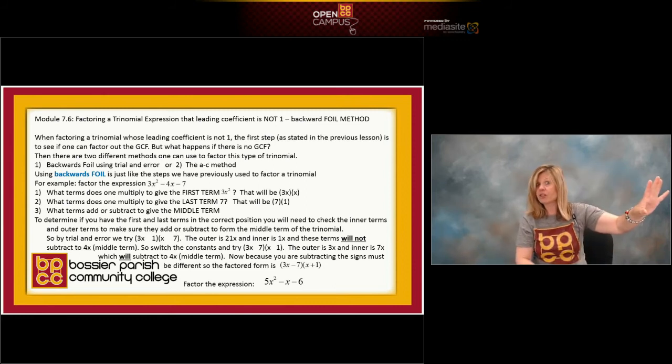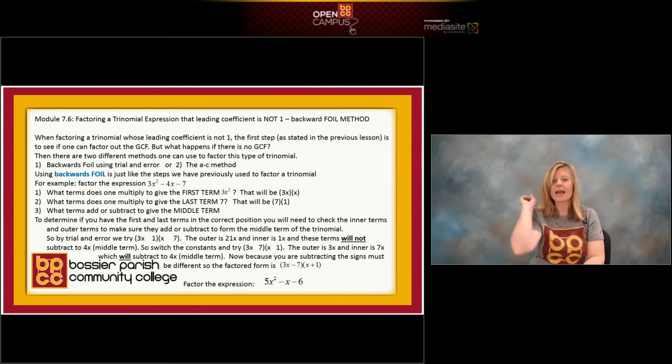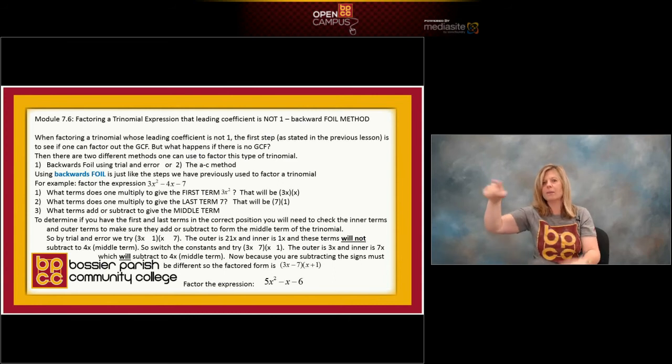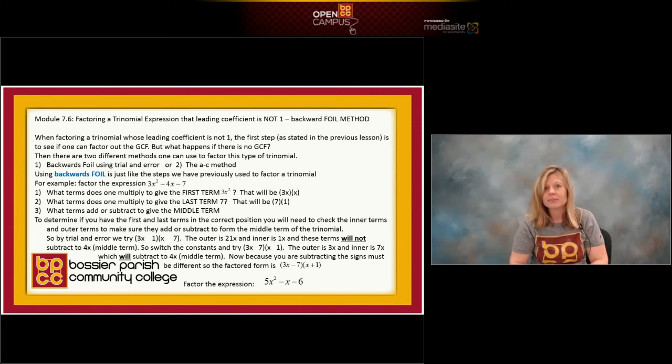I'm going to leave the 3x in the first parentheses and the x in the second parentheses. But now with the 3x, I'm going to put the 7, and with the x, I'm going to put the 1. I check my inners and outers again. The inners, 7 times x, is 7x, my nose. The outers, 3x times 1, my mouth, is 3x. If I subtract 3x from 7x, would I make that middle term 4x? Yay, I will. So that's the method, trial and error.